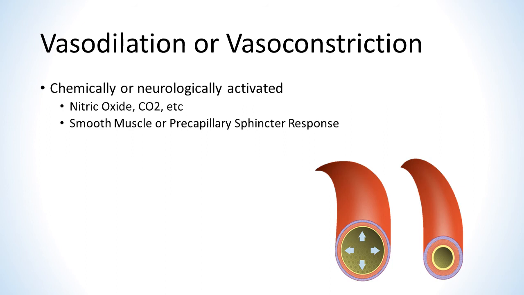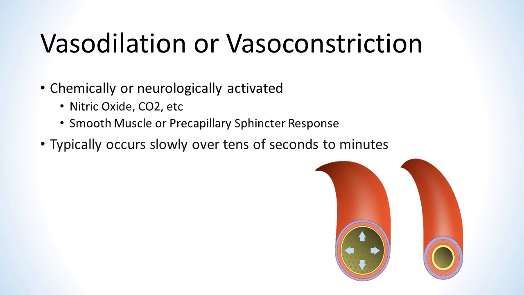The central nervous system also plays an active role in vascular tone. It causes blood vessels to dilate or constrict as a way to maintain blood pressure and to selectively direct blood flow. The reactions are controlled by smooth muscles in the blood vessels and precapillary sphincters, which can open and close. Changes in vascular tone typically occur over longer periods of time than the mechanical reactions. Usually they take tens of seconds to minutes to occur.